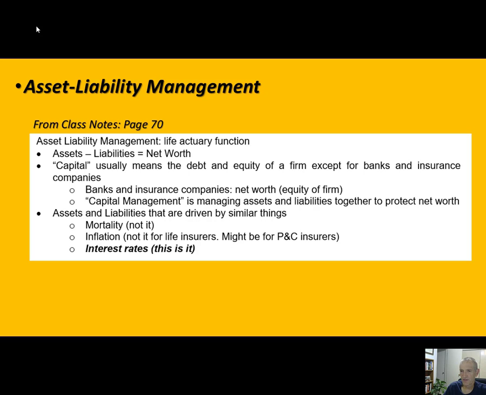Their customers are their debt. They essentially borrow money from their customers. And so their net worth is their true outside capital of the firm. So capital management is managing assets and liabilities together in order to protect net worth. So the key is what drives your assets, what drives your liabilities, what's the link between those?